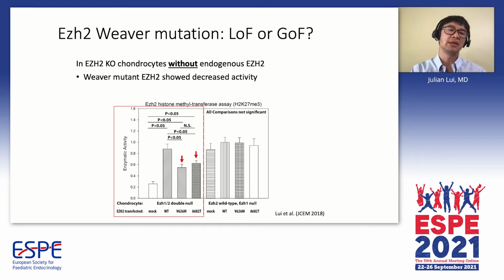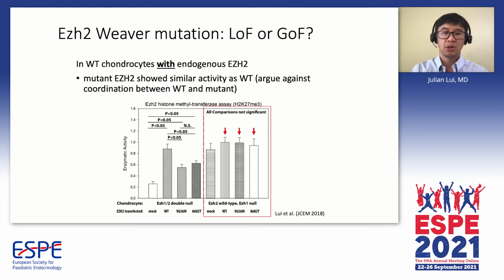So we decided to first study the Weaver mutation in EZH2 knockout chondrocytes that don't contain endogenous EZH2 activity. We found that the Weaver mutation has an activity that is somewhere between the mock transfection and the wild type EZH2, therefore suggesting a partial loss of function. We then performed the same experiment with wild type chondrocytes, this time with endogenous EZH2 activity. And basically they have the same level of EZH2 activity, which argues against some kind of coordination between the wild type and the Weaver mutant that would turn it into a gain of function. So it's a partial loss of function.